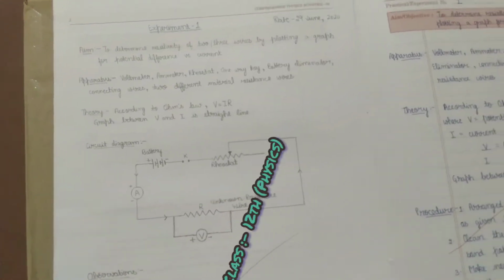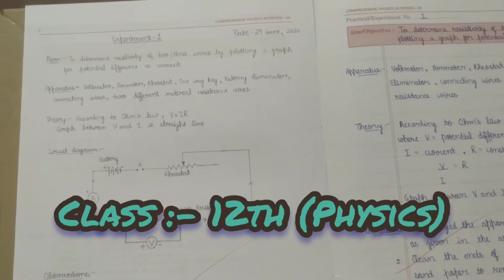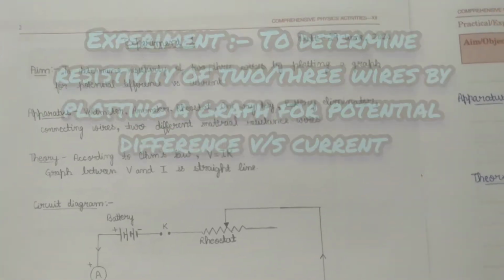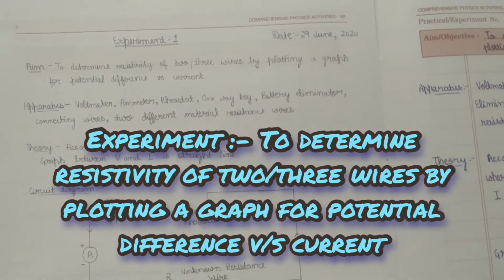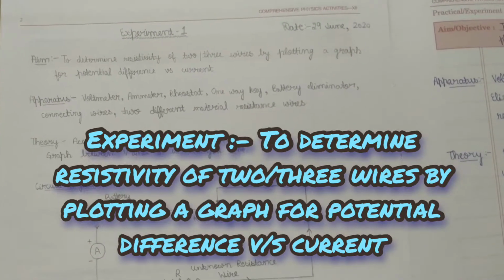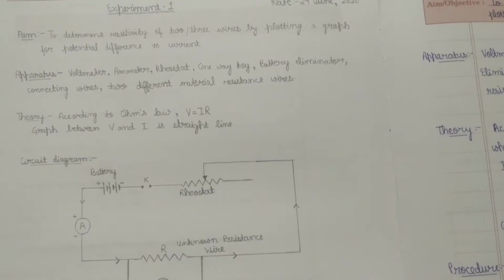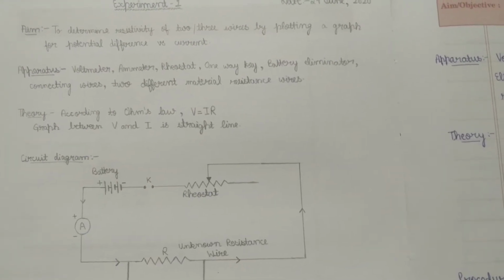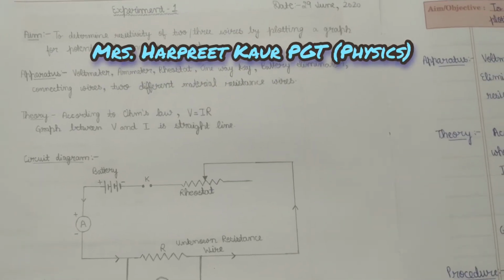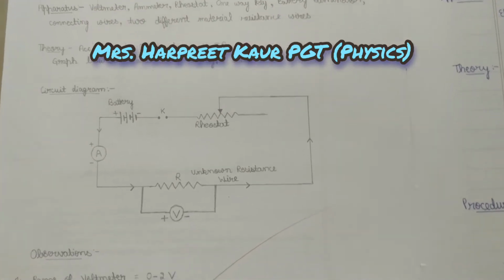Good morning, class. Today we are going to start the first experiment of 12th class, that is to determine the resistivity of 2 or 3 wires by plotting the graph for the potential difference versus current. For this we have the different apparatus: voltmeter, ammeter, rheostat, one-way key, battery eliminator, connecting wire, and 2 different materials resistance wire, and our theory is Ohm's law.